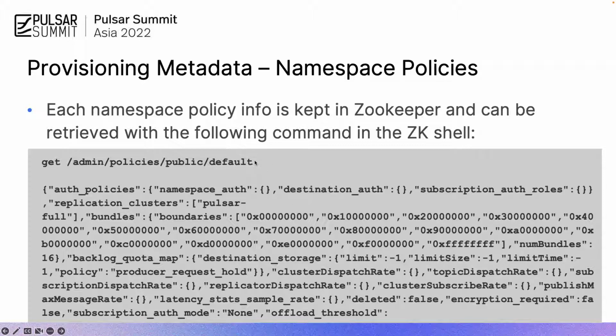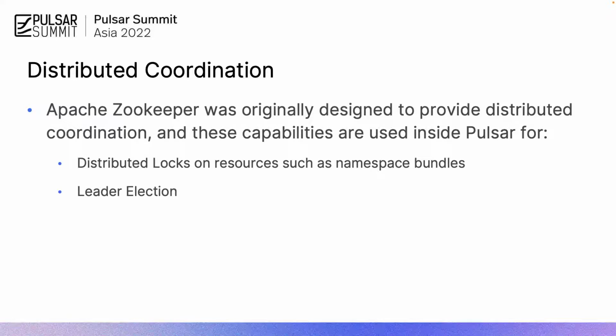Similarly, individual topic levels would be nested one level below the namespace. So if you had a different policy for public default my topic, it would be a separate ZooKeeper node as well. So while this is a very static data set, it can grow quite large relative to the number of topics that you have within a cluster, which, as we shall see, creates a resource constraint problem on our current ZooKeeper-based metadata store implementation.